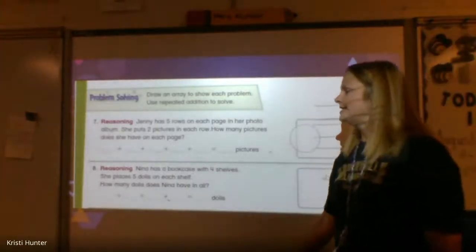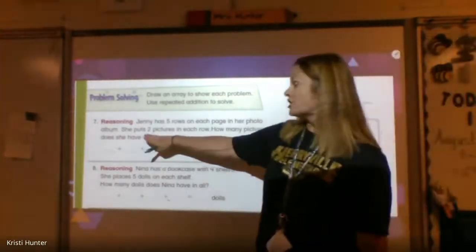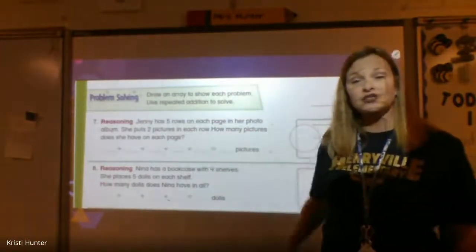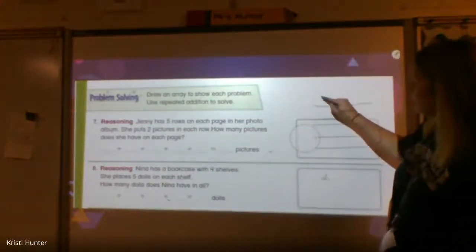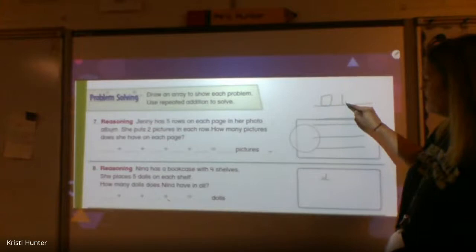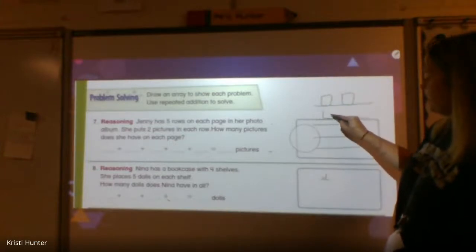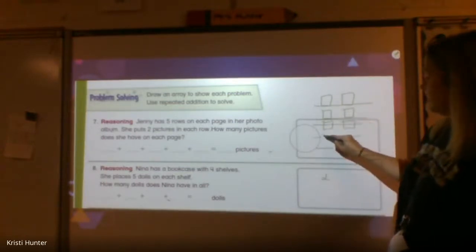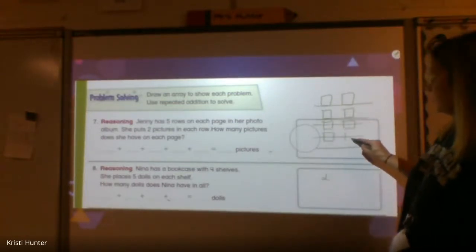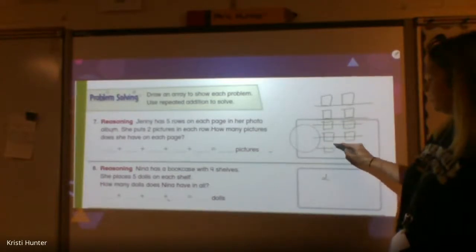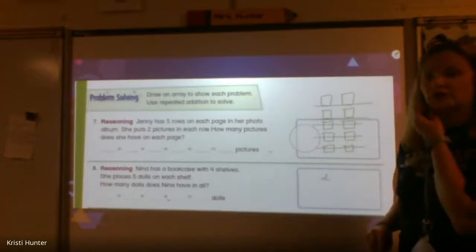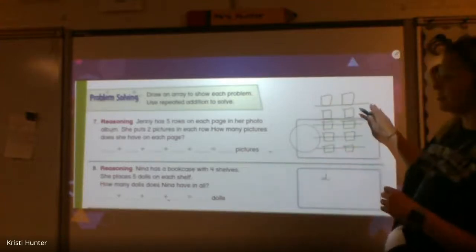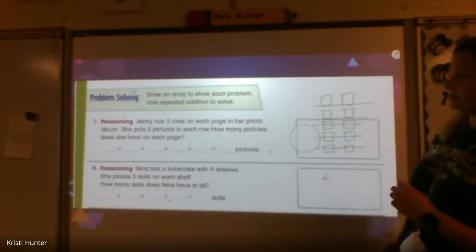All right, now it says she puts 2 pictures on each row. So draw your 2 pictures on each row. Each row gets 2. Draw your 2 pictures on each of your 5 rows.